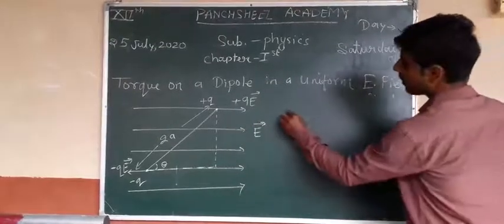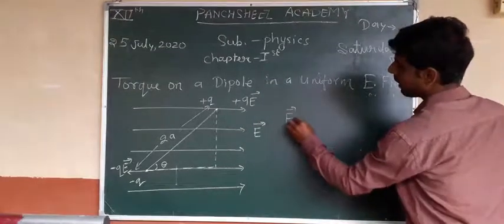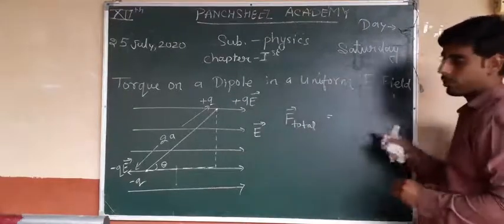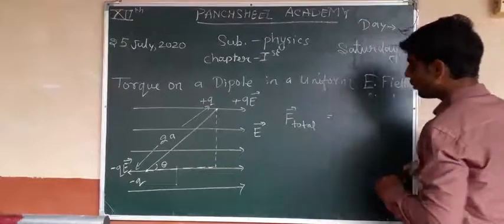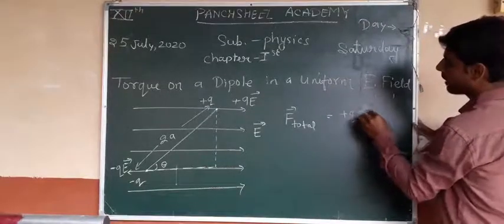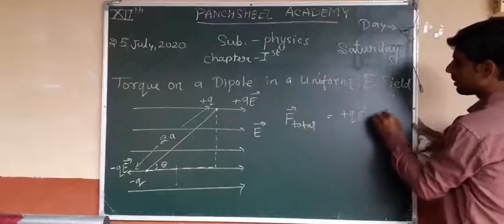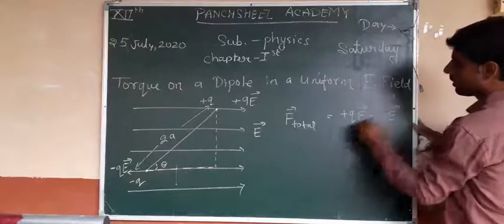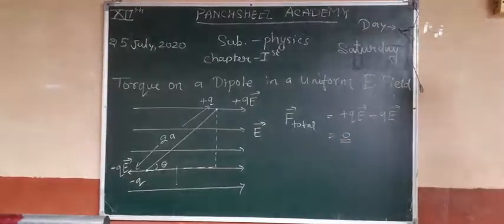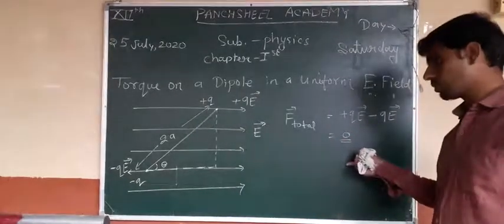F total is what? F total is equal to force due to plus Q plus force due to minus Q. So plus QE minus QE. This is 0. Okay. This is the value of total force, which is 0.